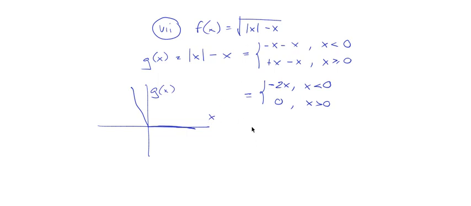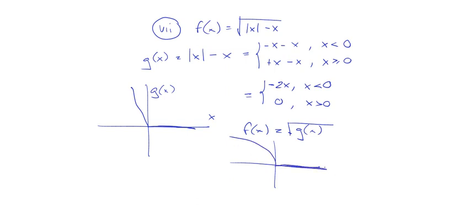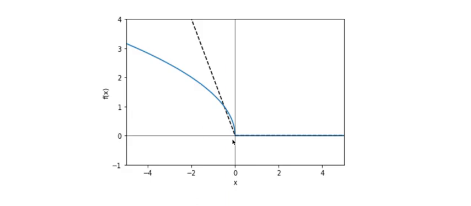And now if you take the square root of that, the square root of g of x, the square root of this will look something like this, and then the square root of 0 is 0. So that's what the function will look like, and this is what is painted here. The dashed line is the absolute value of x minus x, and this is the square root of the absolute value of x minus x.